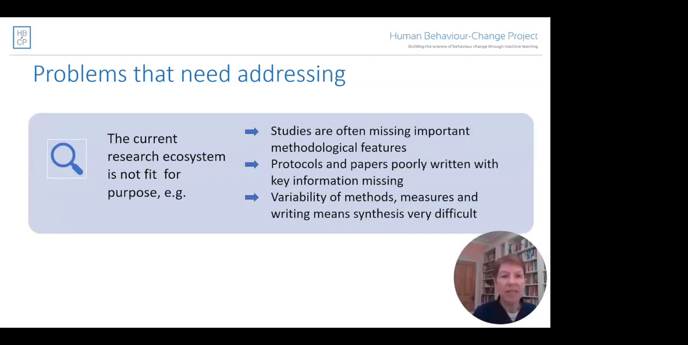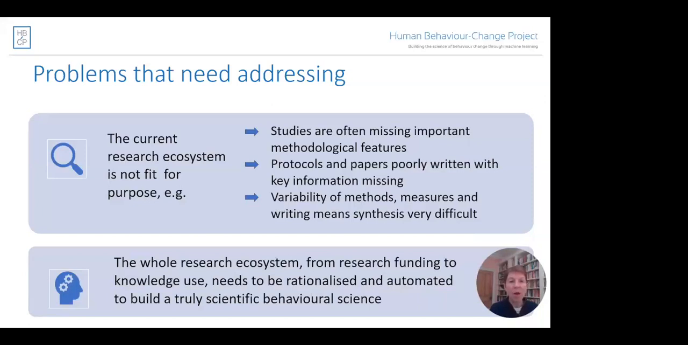So the problems that need addressing. The current research ecosystem is not fit for purpose. For example, studies are often missing important methodological features. Protocols and papers are often poorly written with key information missing. This is a real problem for moving forward as a science. And we have high variability of methods used, measures, but also of writing, which means synthesis is very difficult when people are using different terms to mean the same things or the same terms to mean different things. The whole research ecosystem, from research funding to knowledge use, needs to be rationalized and automated to build a truly scientific behavioral science.